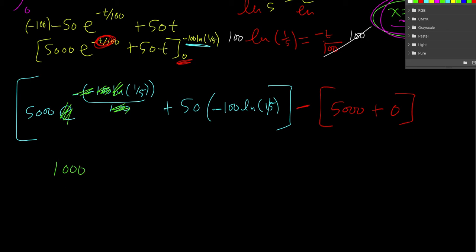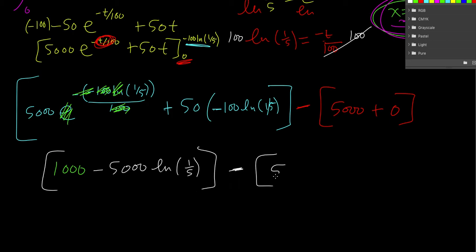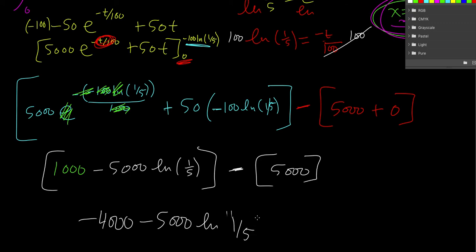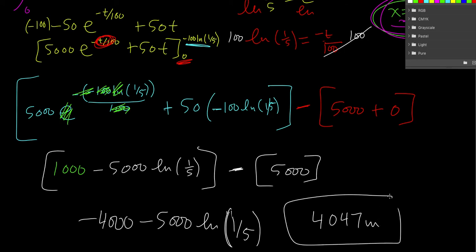Okay. This one right here, we get negative 5,000 natural log of 1/5. That's those minus 5,000. Okay. Now, if we do the 1,000 minus the 5,000, we end up with negative 4,000 minus 5,000 natural log of 1/5. And if we plug that into a calculator, we're going to end up with about 4,047 meters.